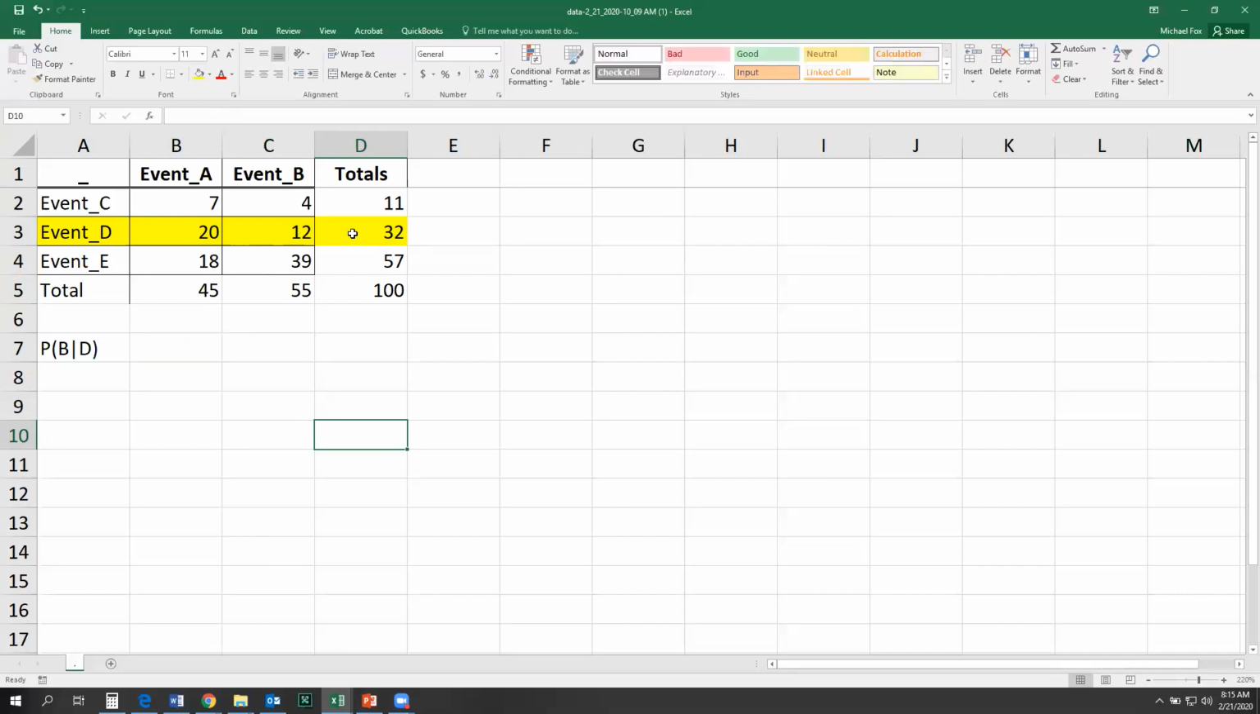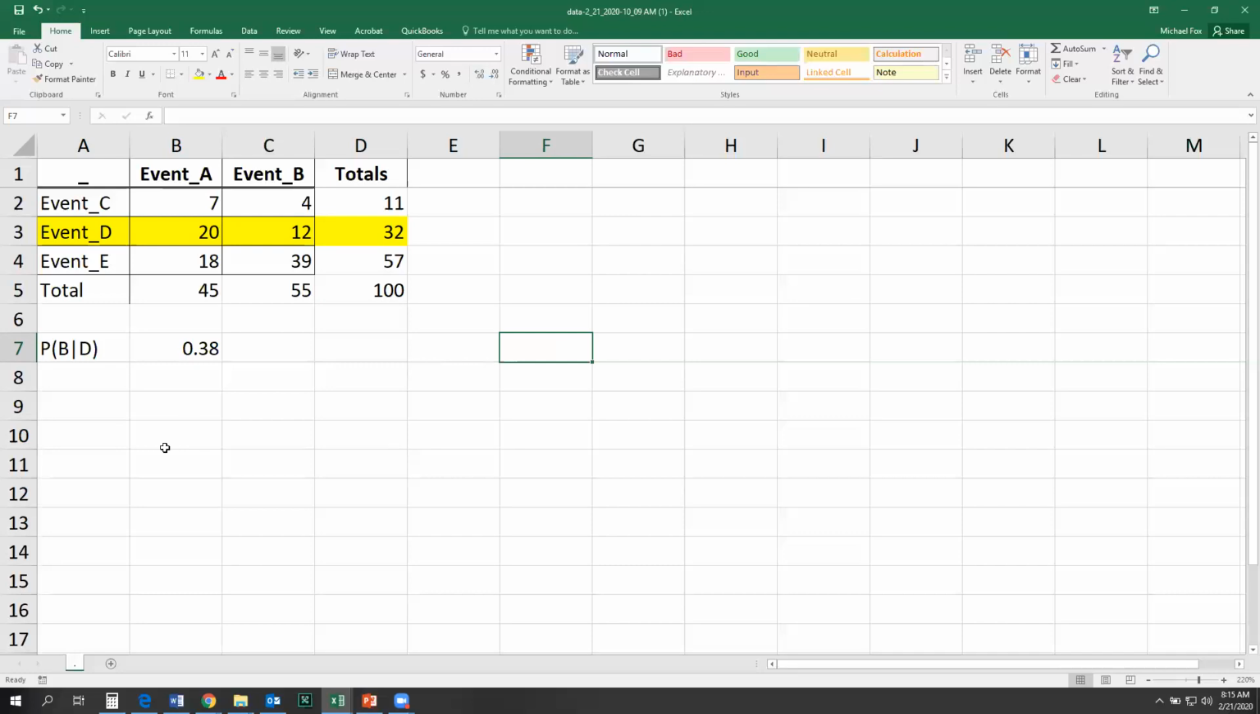And so there were 32 total times that event D happened. 20 of them were A, 12 of them were B. And so the probability of B given D then is to take all the B's that happened while event D also happened, and divide it by the total number of times event D happened. And that's it. That's my probability of B given D. I think this problem asks for us to round to 2 decimal points. So I could use this for anything.